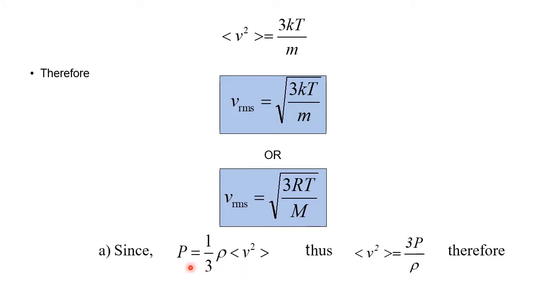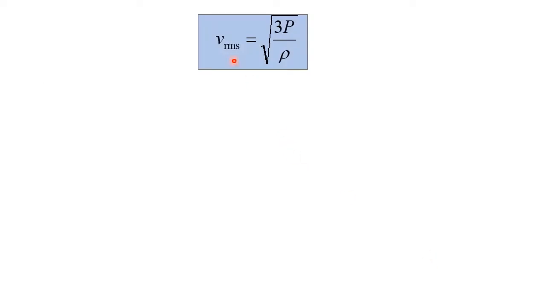Since pressure equals 1 over 3 density mean squared, thus mean squared equals 3 pressure over density. Therefore, VRMS also equals square root of 3P, P pressure, over density. Okay, rho. Rho ni adalah density. Okay, ni satu lagi formula untuk VRMS, 3 times pressure over density.